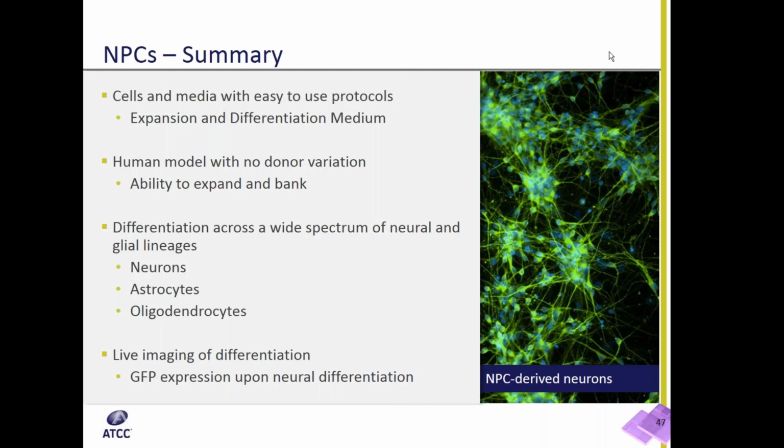As I mentioned, you can expand and bank these cells. The cells can differentiate across a wide spectrum of neural and glial lineages. We have demonstrated that we can differentiate our neural progenitor cells into neurons, astrocytes, and oligodendrocytes. Live imaging of differentiation is possible with our GFP-expressing reporter line that signals endpoint neural differentiation.